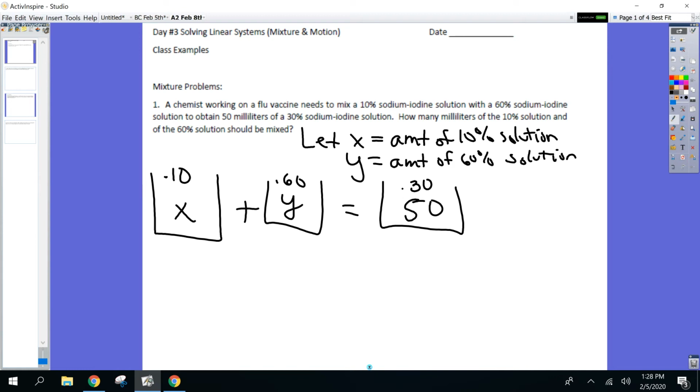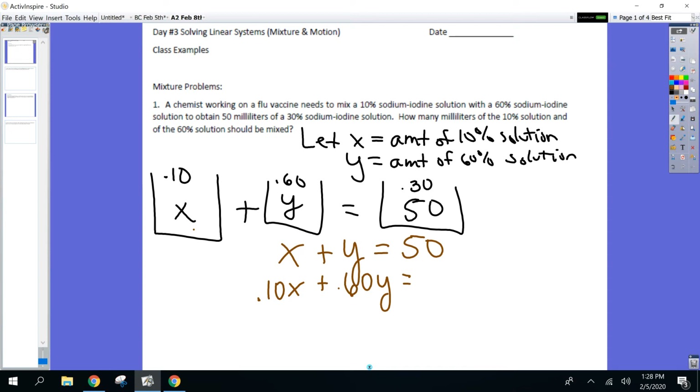Here's one equation right now. X, the amount of 10 plus the amount of 60 has to be 50. I got to total up to 50. And then remember yesterday, with the money stays with money, percents stay with percents. So how do you think I'm going to represent the 10% solution here? 0.10x plus 0.60y.